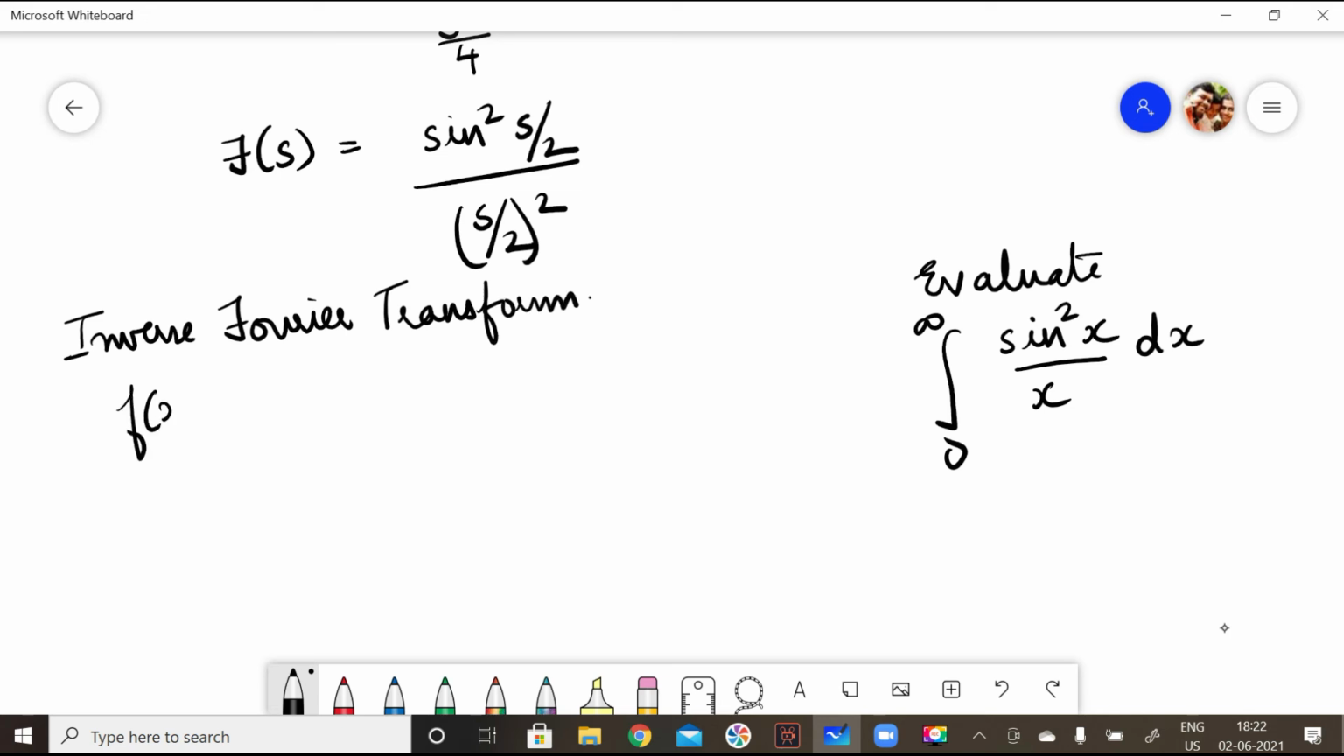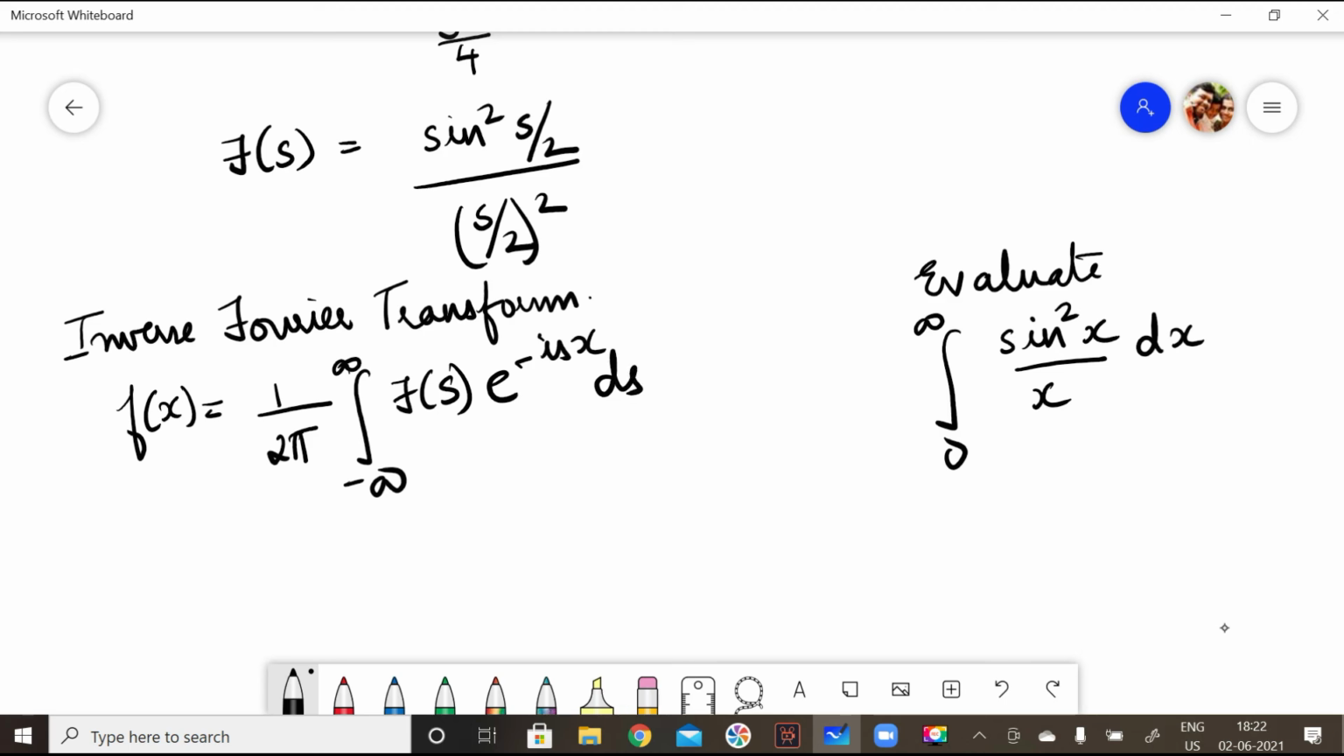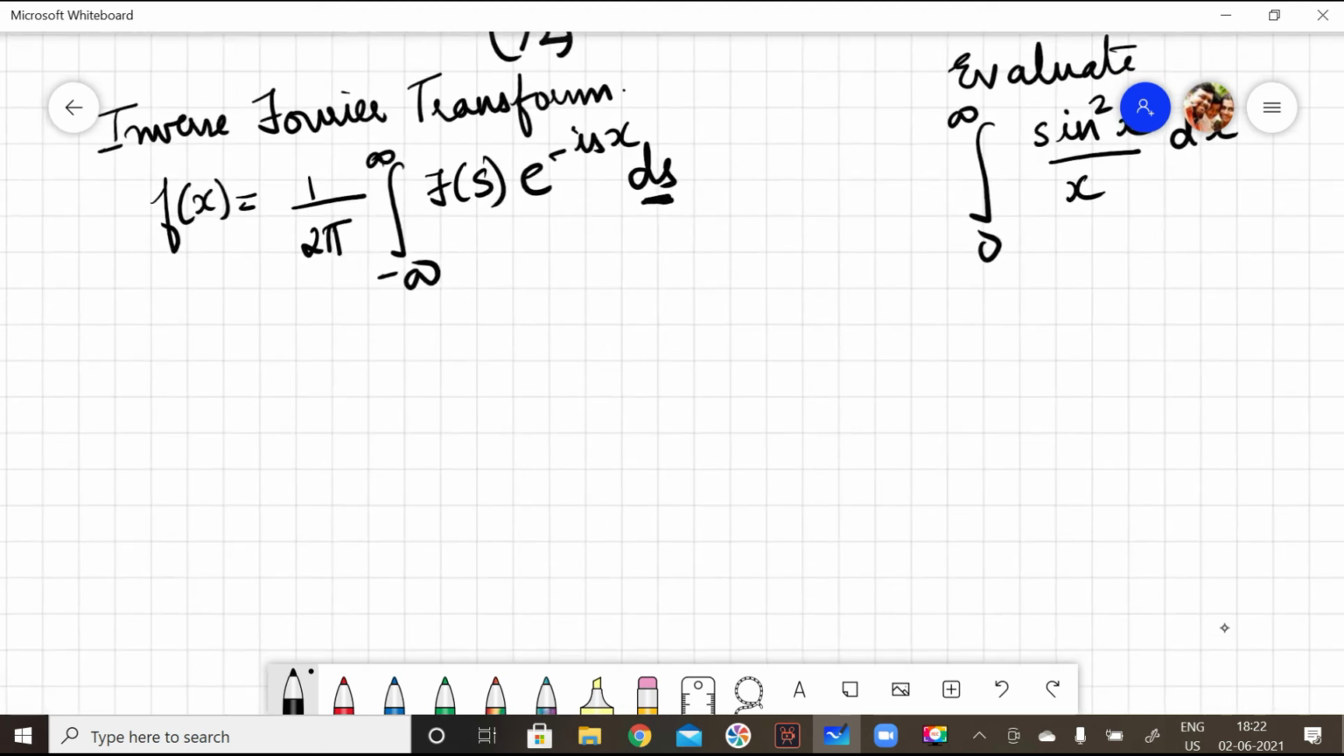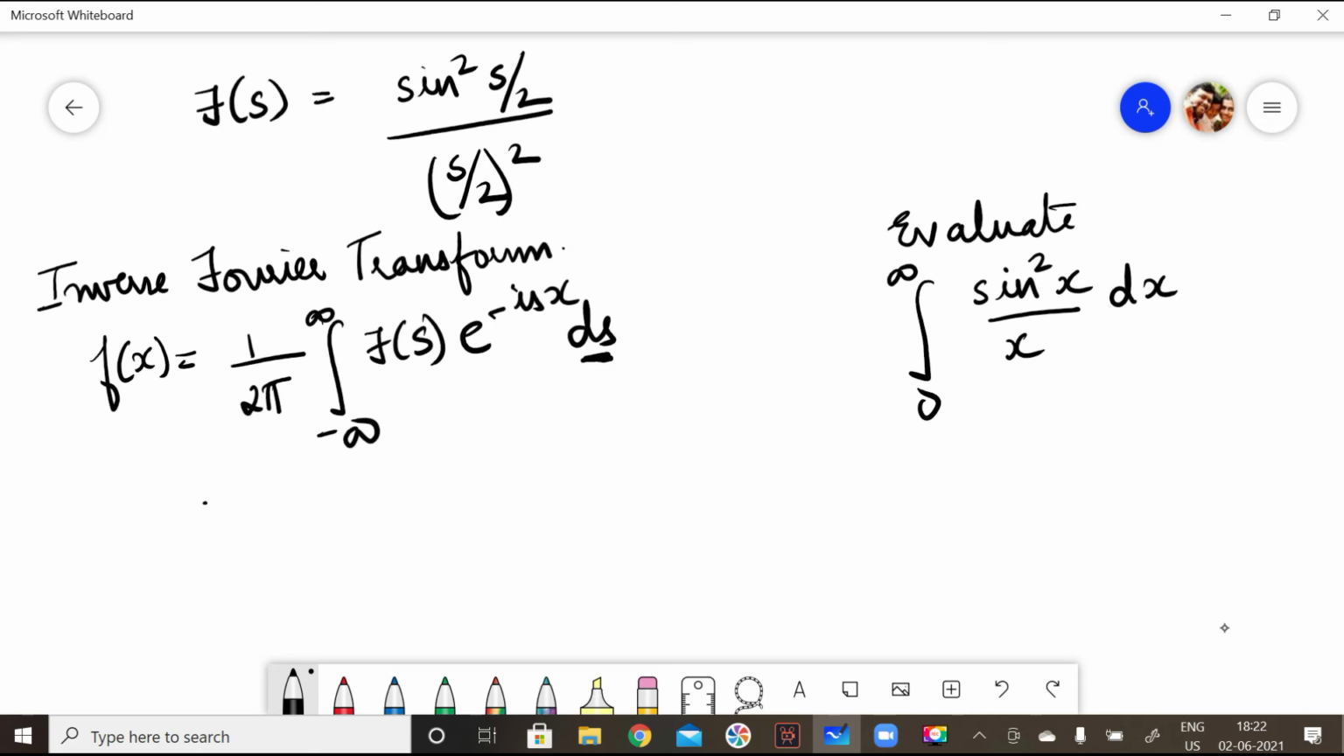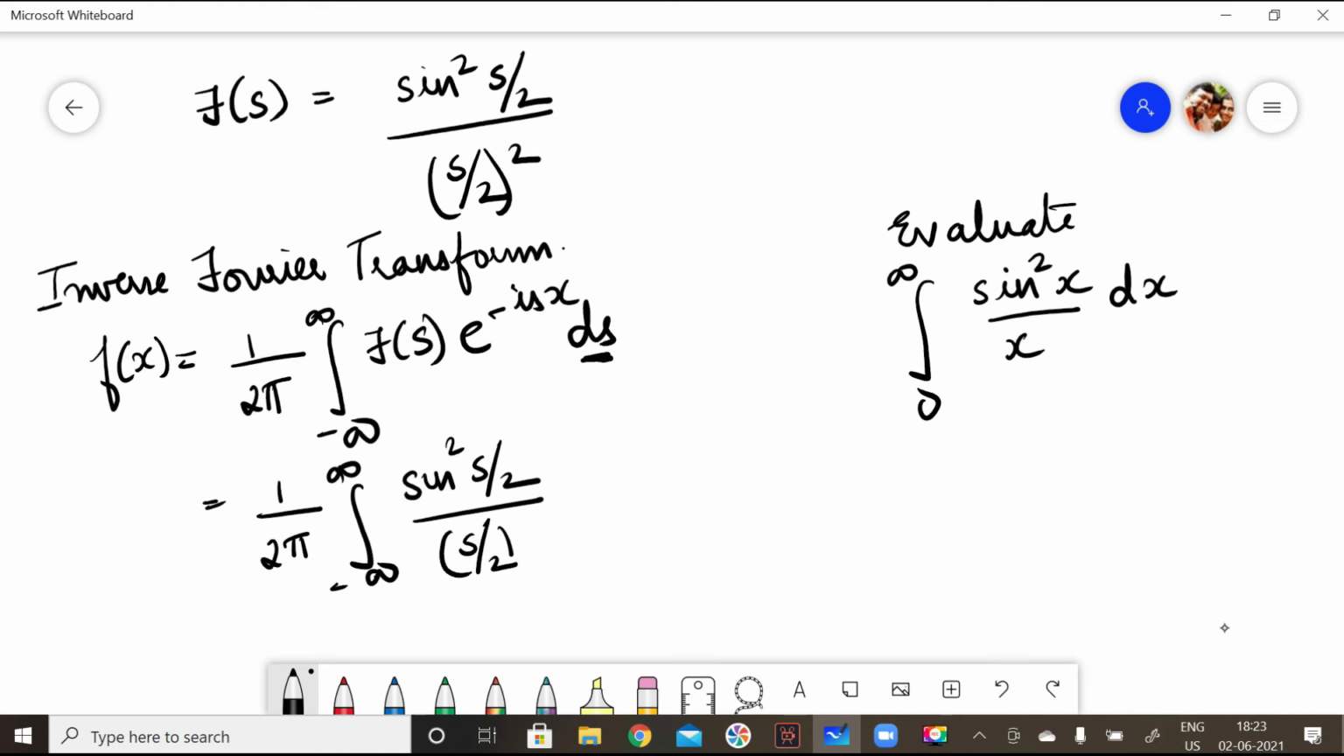So what is the Fourier inverse formula? f(x) is equal to 1 by 2 pi, integral from minus infinity to infinity of F(s) e to the power minus isx ds. Okay, so we know what F(s) is. So 1 by 2 pi, integral from minus infinity to infinity of (sine square s by 2 by (s by 2) the whole square) e to the power minus isx ds.